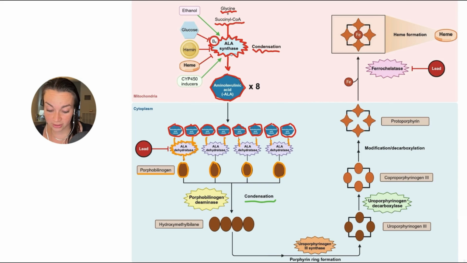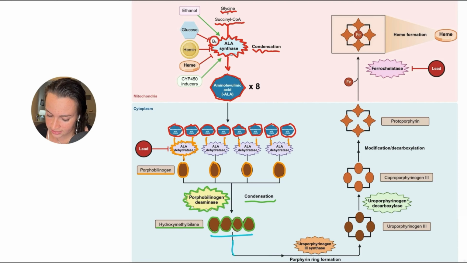We're going to smash together 4 porphobilinogens via this enzyme here, porphobilinogen deaminase, and we'll form a linear chain of 4 of those porphobilinogens all in a line. That is called hydroxymethylbilane, or HMB. Now, like we said, that HMB is linear.